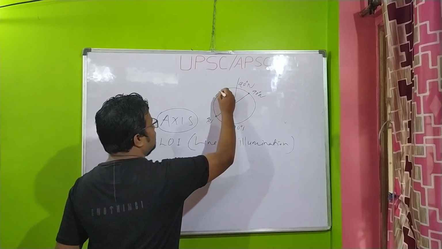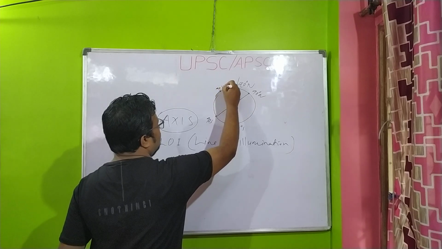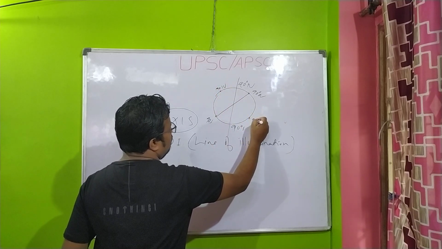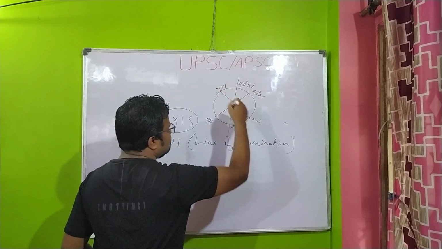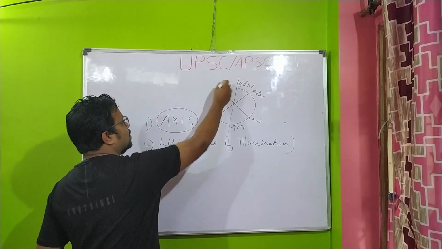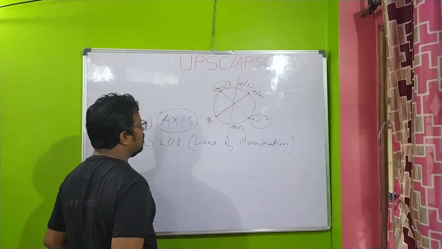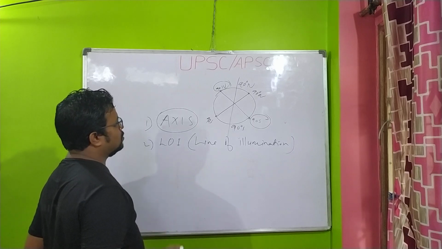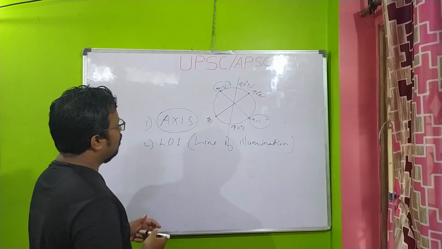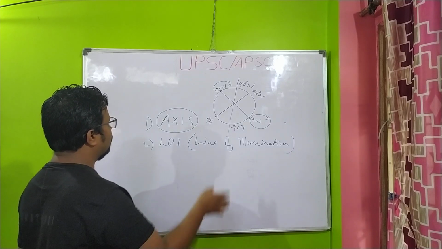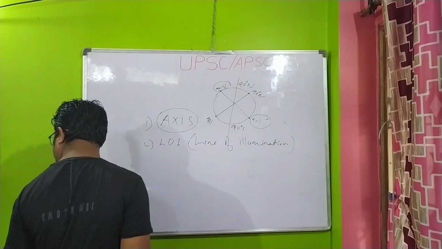Suppose 90 degree north is connected to here, and 90 degree south is connected to here. Can it be an axis? Yes, it is also an axis because it is connecting 90 degree north to 90 degree south. Any imaginary line which connects the 90 degree north pole to the 90 degree south pole of the earth is said to be axis. Now what is line of illumination?